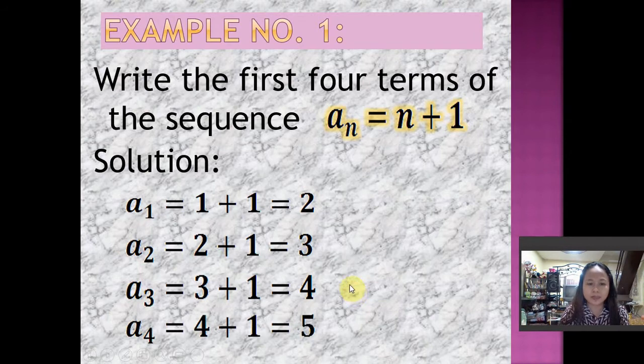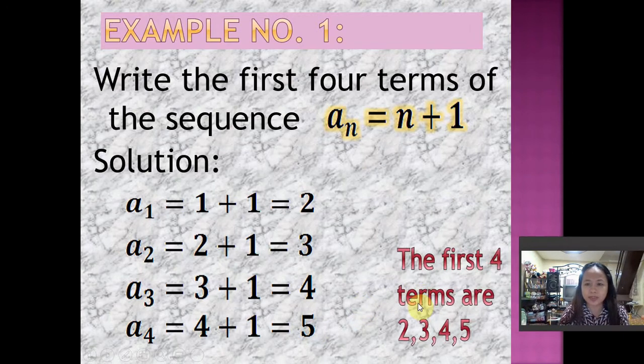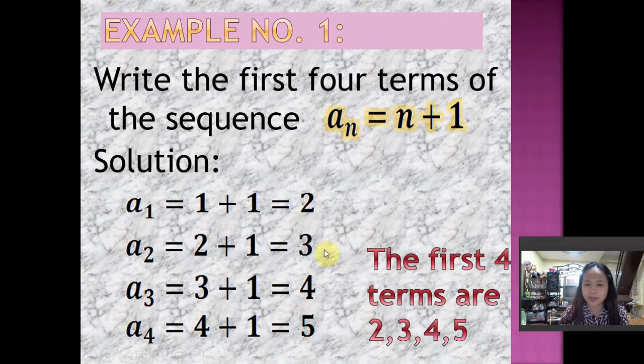And our fourth term, since it's the fourth term, our n here will be replaced with 4. So this n will be substituted by 4. So 4 plus 1, and that is 5. So therefore, our first 4 terms are 2, 3, 4, and 5. So these are the 4 terms of our sequence following this general term, or the nth term, a sub n equal to n plus 1.